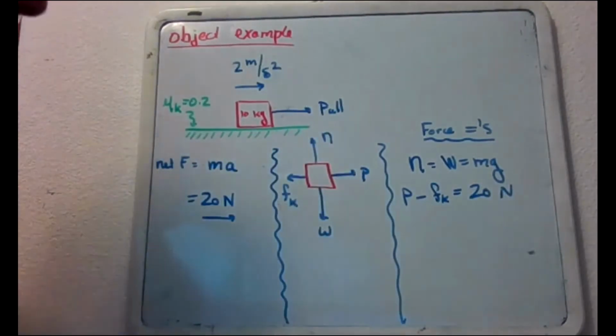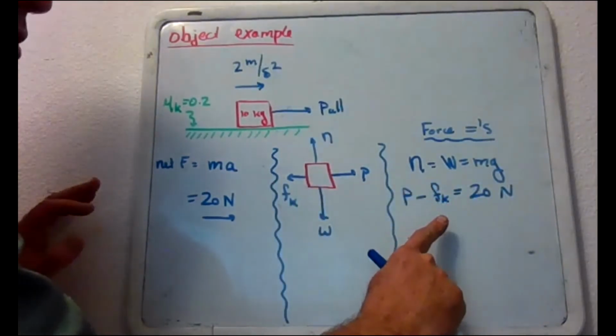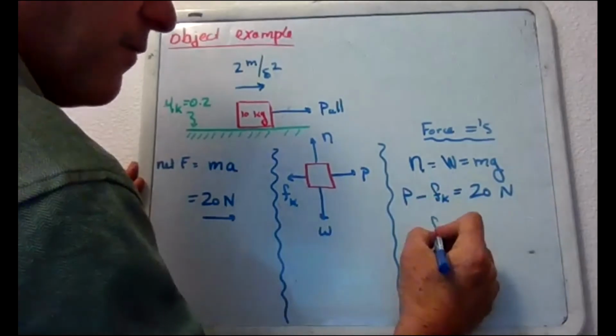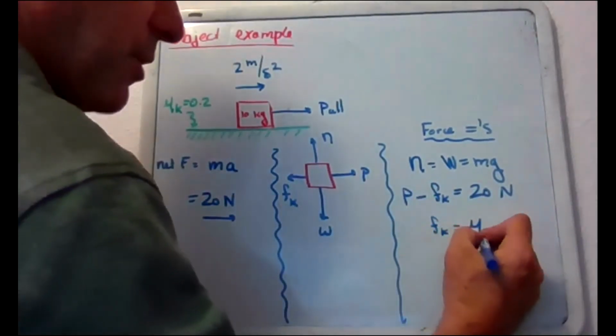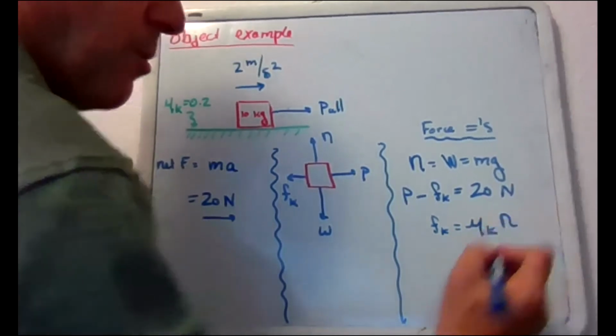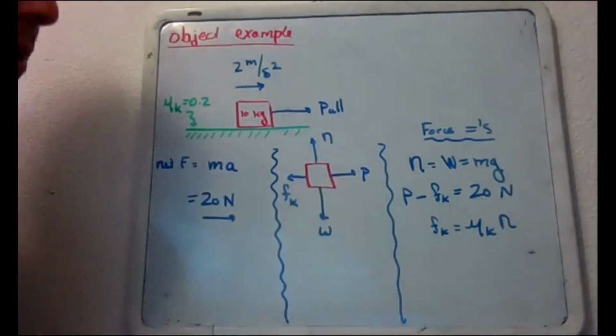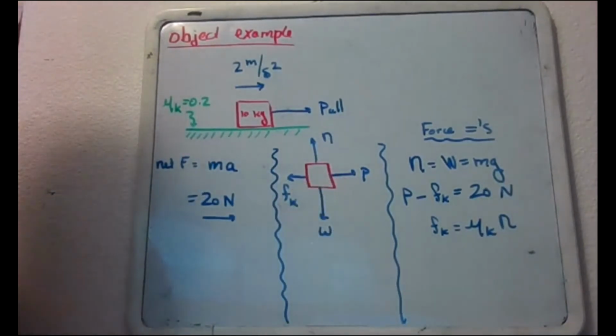By the way, a quick reminder, everything you need to actually finish this off is given, because the force of kinetic friction is usually modeled as the coefficient of kinetic friction times the normal force. So you could plug that all in there and calculate what that pull would need to be to make that block move the way you want it to move.